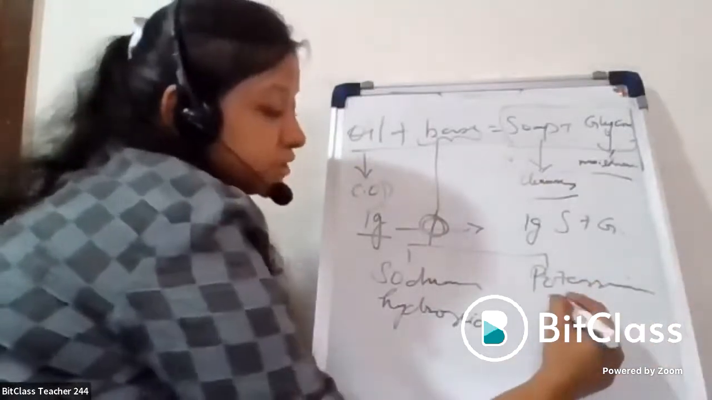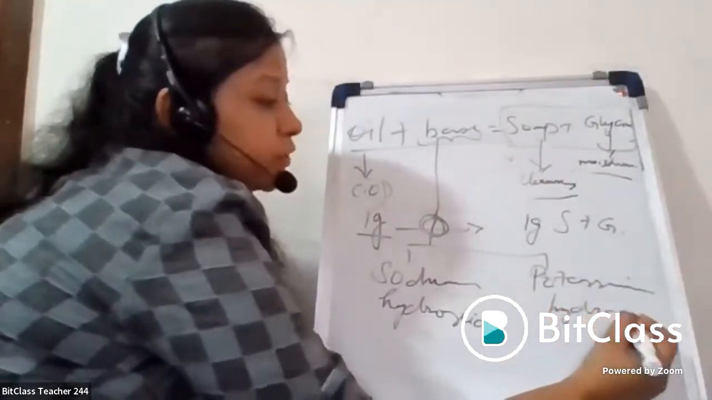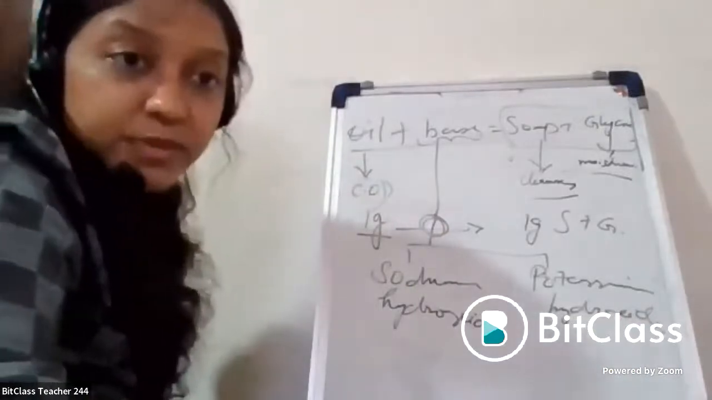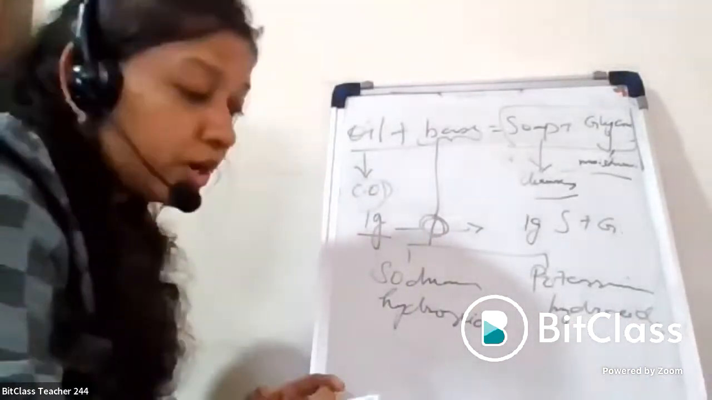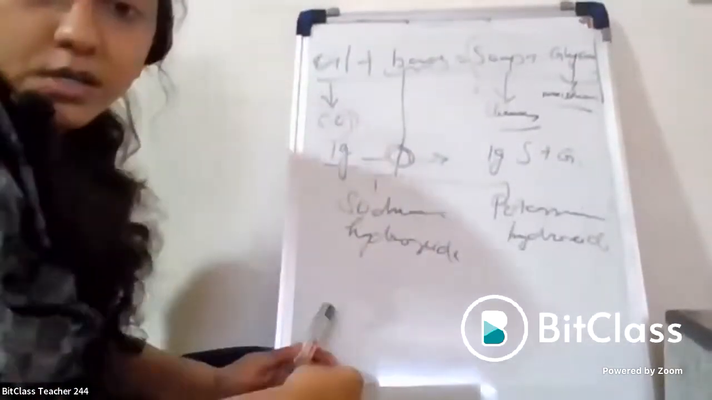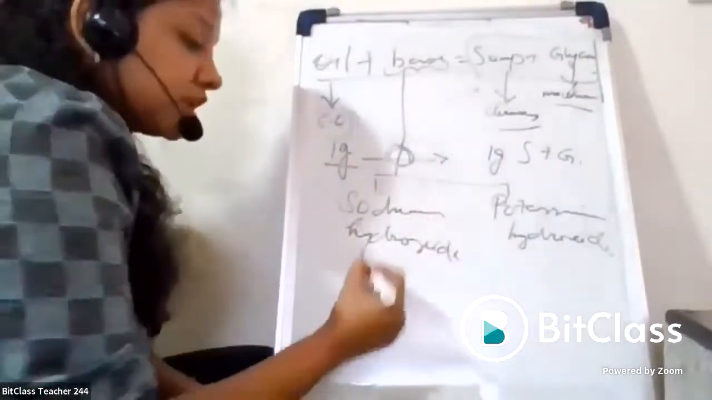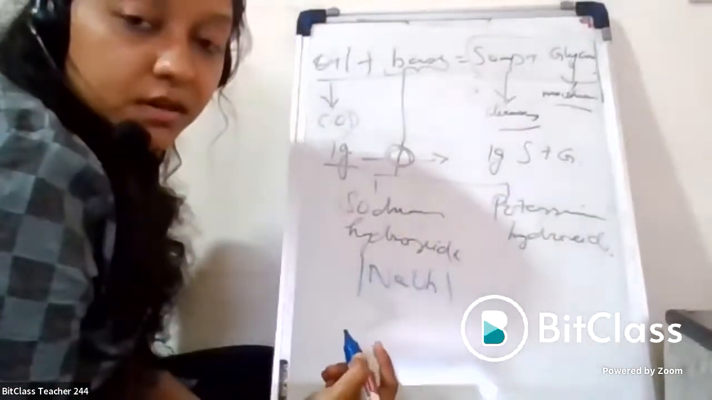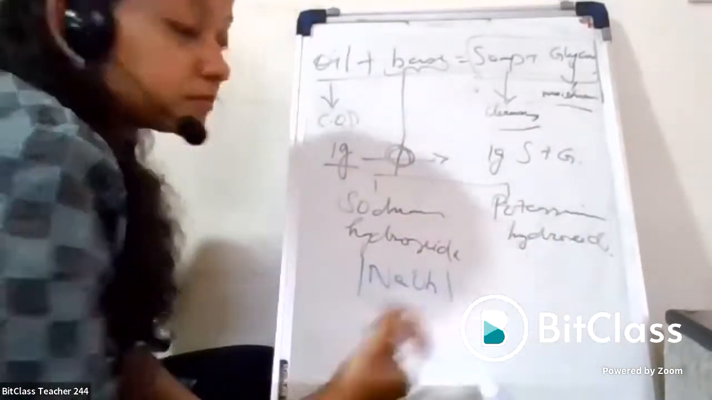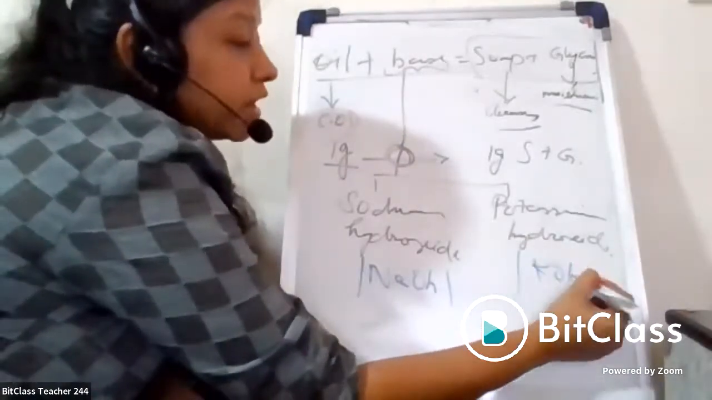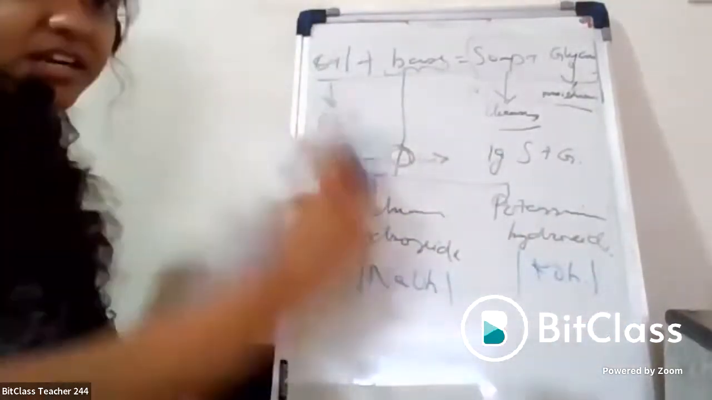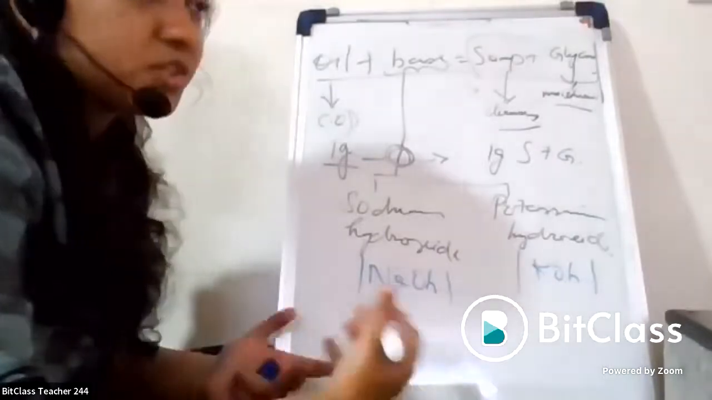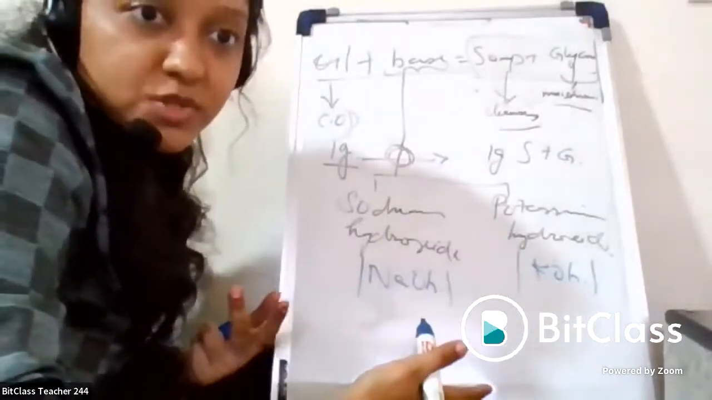Sodium and potassium hydroxide. Now can anyone tell me what is the chemical formula of sodium hydroxide? NaOH. Super. Potassium hydroxide? KOH. Great. So these two, from 10th standard itself, all of us know are chemicals which we have used in our chemistry labs.